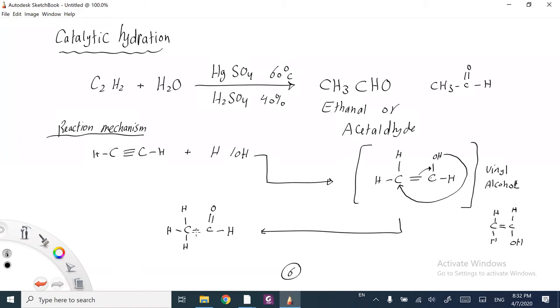So now, what happens to the aldehyde? CH3CHO. If we reduce it by hydrogen reduction, the reduction process for ethanol or acetaldehyde gives us CH3, CH2, OH. It gives us ethyl alcohol. We are going to talk about this in detail when we talk about alcohol.